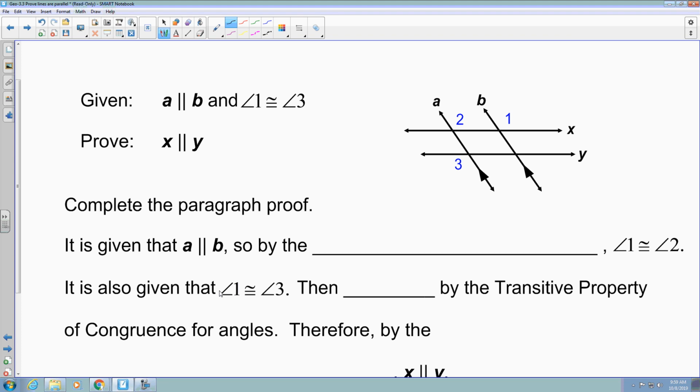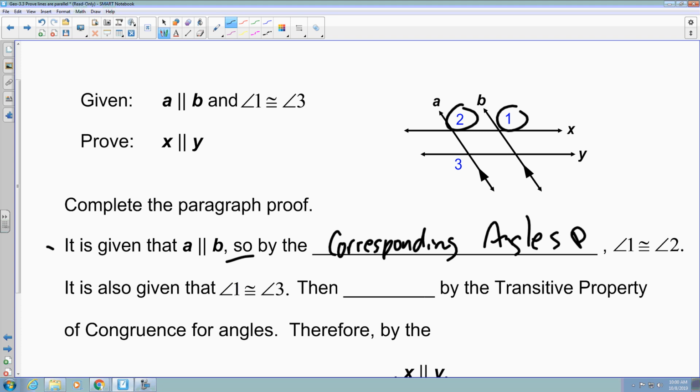So if we look at this statement, it says, it is given that A is parallel to B. So by the blank, angle 1 is congruent to angle 2. So angle 1 and angle 2 are congruent. We can say that because they are corresponding angles. So by the corresponding angles postulate, we can say angle 1 is congruent to angle 2.